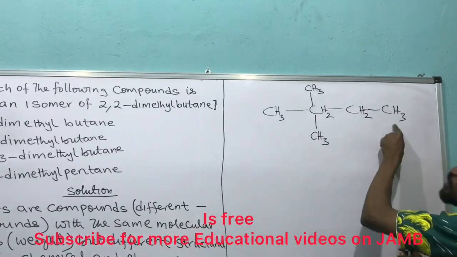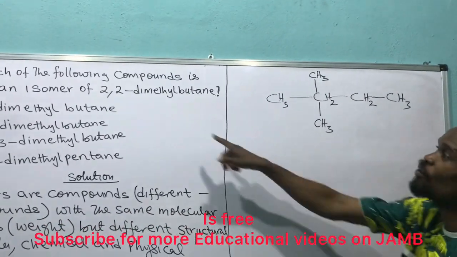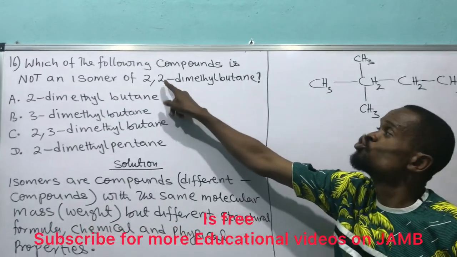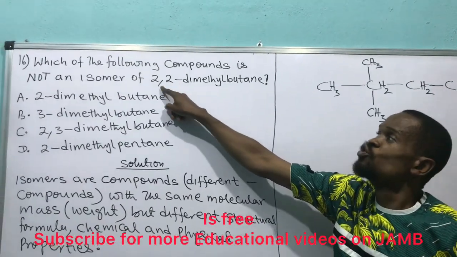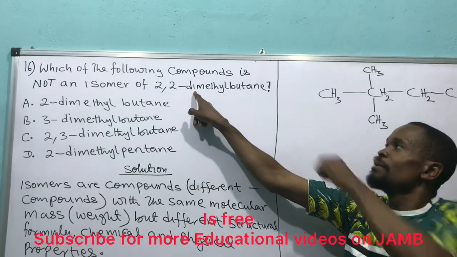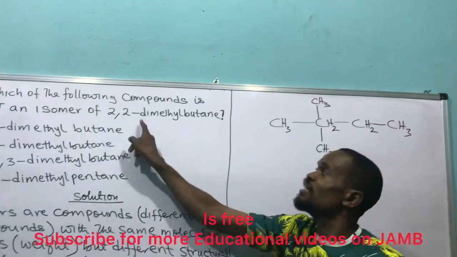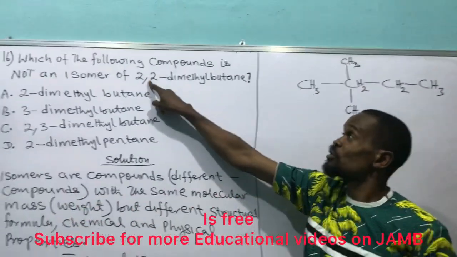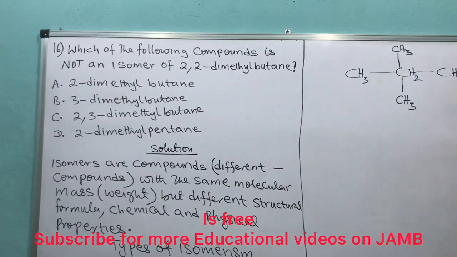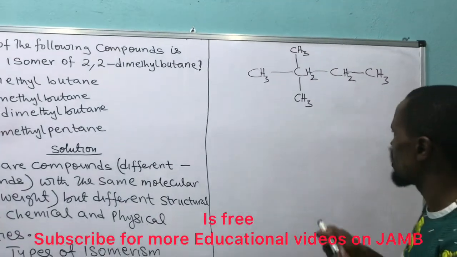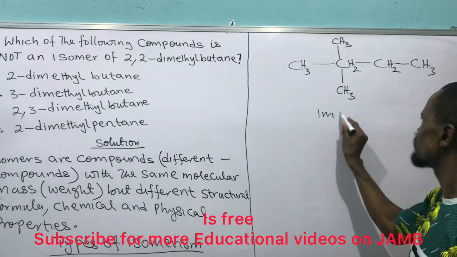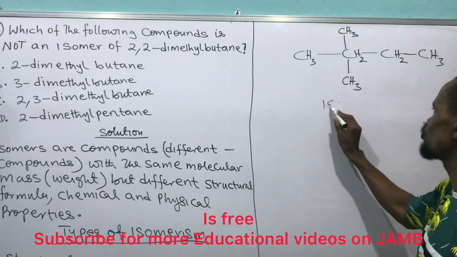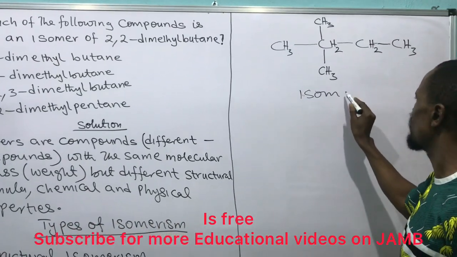So instead of repeating it, I say 2,2-di means two methyls on the same carbon number 2, and the parent chain is butane. That's how we name this. Now let's see the isomers, which is what we want to see now.